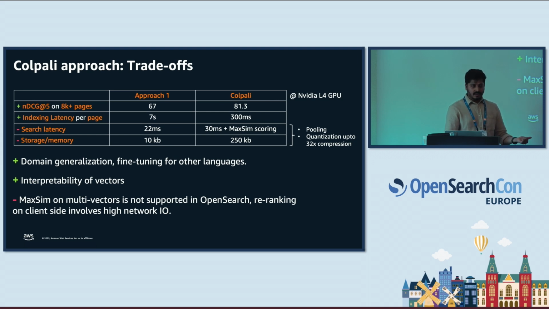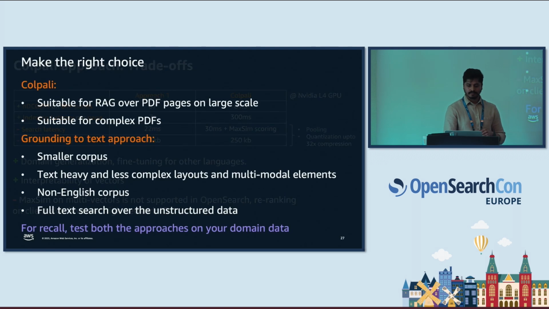ColPali generalizes well, but needs to be fine-tuned for languages other than English. You get interpretability of results, like the image I showed you, where the result is coming from. And unfortunately, OpenSearch does not yet support maximum scoring, which I did on the client side. So we have a feature request, please +1 on that. We will show you the QR code for that.